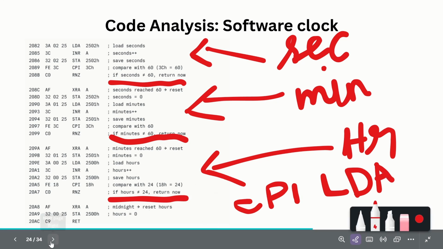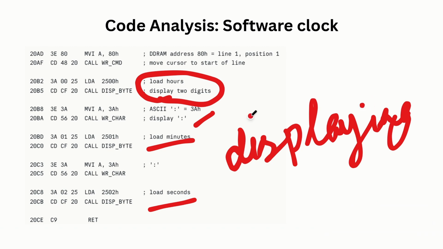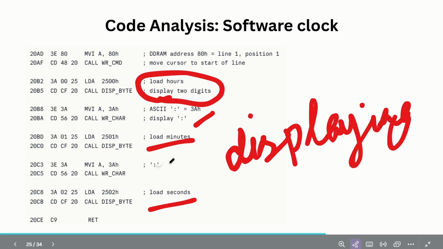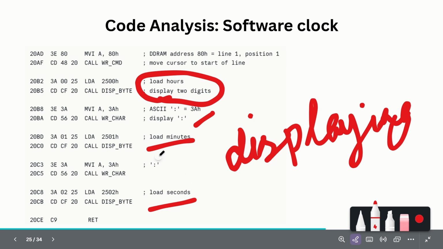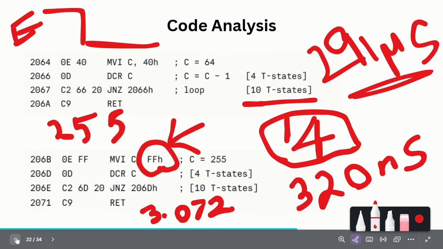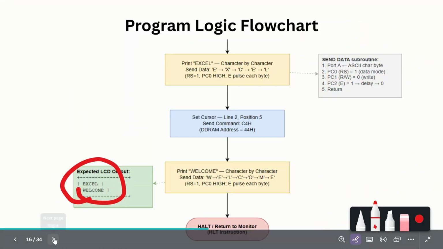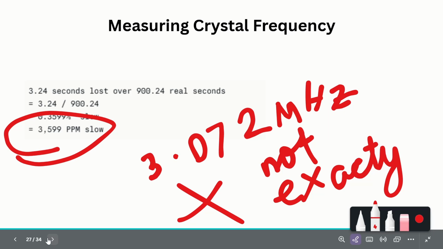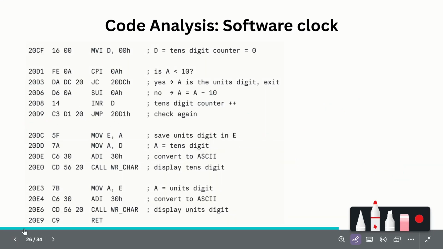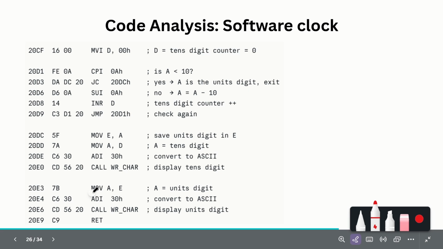And this section of the code is to show the time. In this, we just send the necessary bytes to the LCD in order to display what time should currently be displayed. This is what we discussed already in the last program, which is showing Excel welcome on 2 lines. This is almost the same as that. And these are just the subroutines, display byte and write character and display byte. We have already seen them.